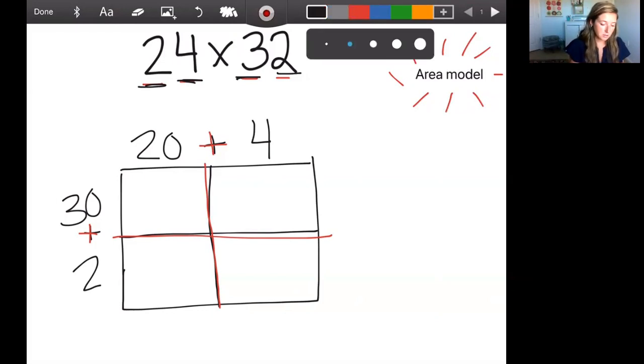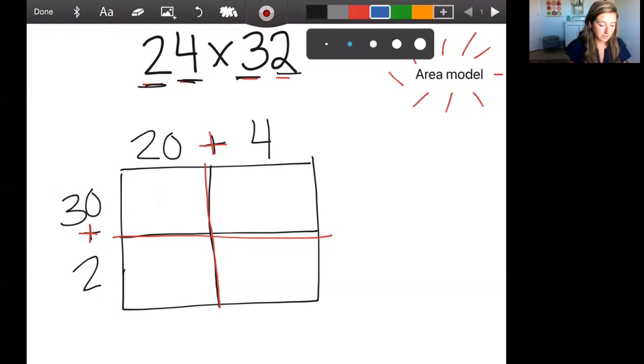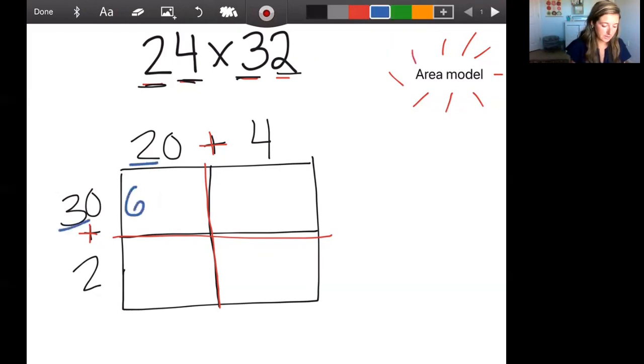Let's go ahead and start solving. I always start with this corner box, you don't have to. And then I look up and to the left. Up I see 20, and to the left I see 30. So I'm going to multiply 20 times 30. I like to forget about the zeros when I multiply. So I start with 2 times 3 is 6. And then I add my zeros, 1 0, 2 0. So it's 600. That makes it really easy, and it makes those big numbers much less scary.